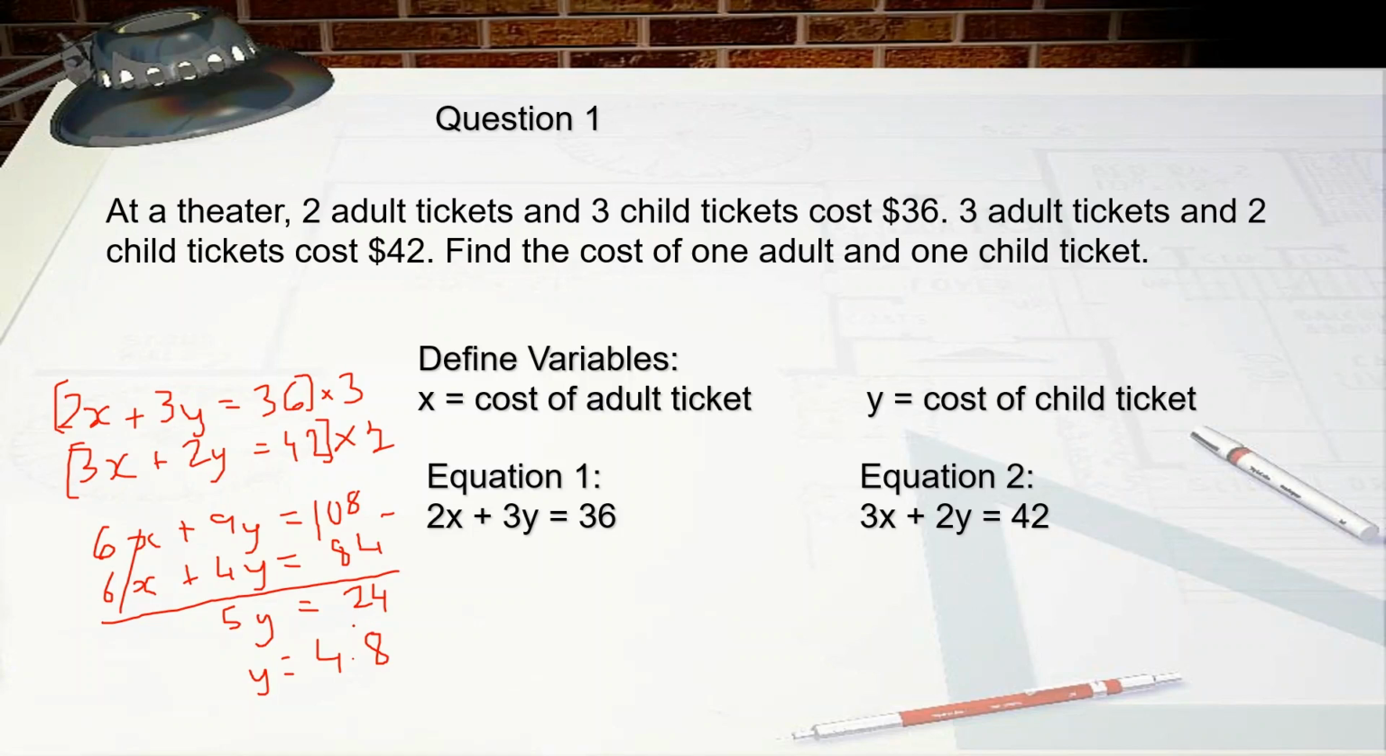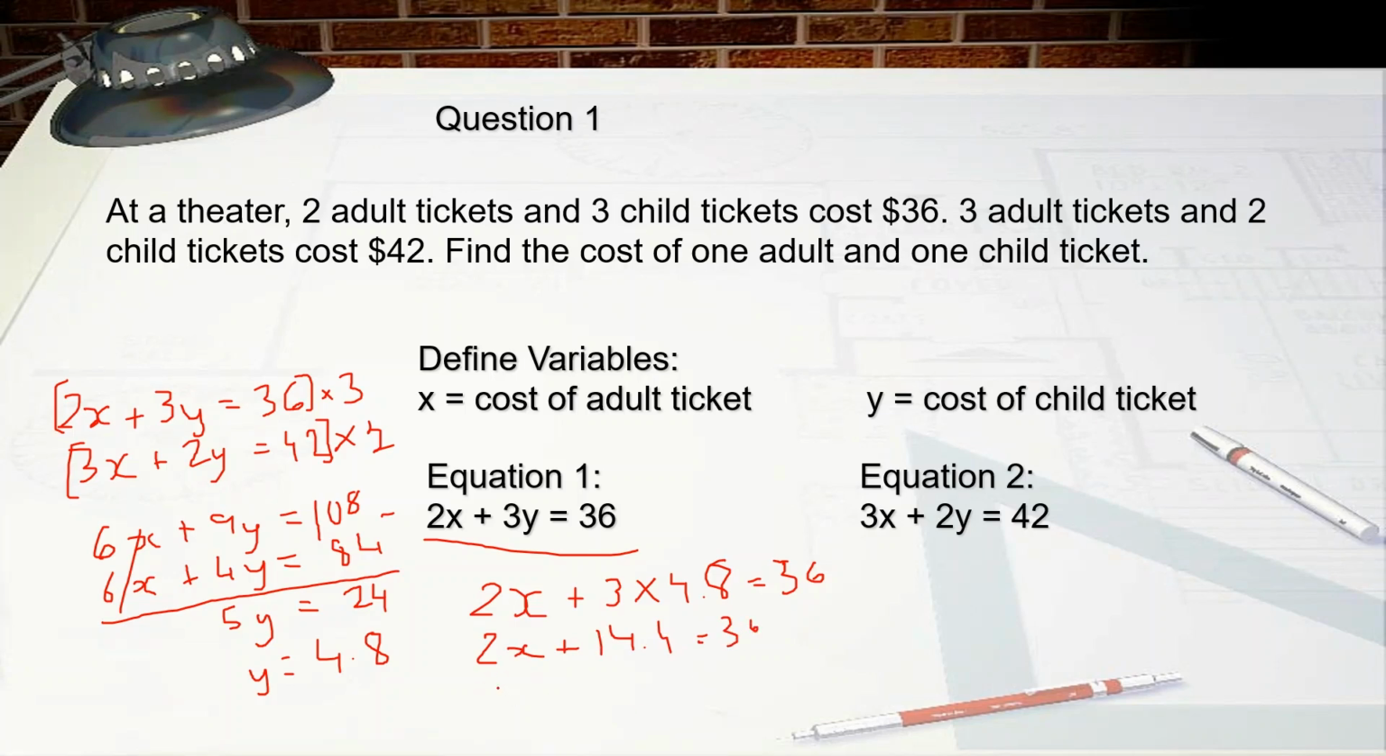Now we need to find the cost of the adult ticket, which is the value of x. We simply substitute the value of y in any one equation. So I'm going to use this equation. So 2x plus 3y, 3 times 4.8, is equal to 36. The 3 times 4.8 gives us 14.4. 2x plus 14.4 is equal to 36.